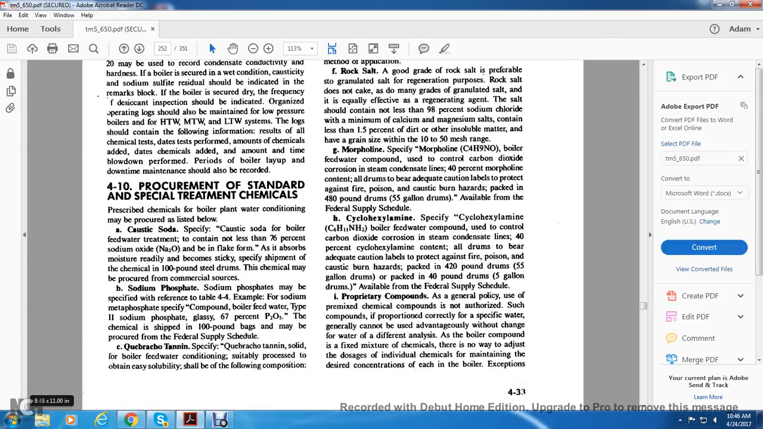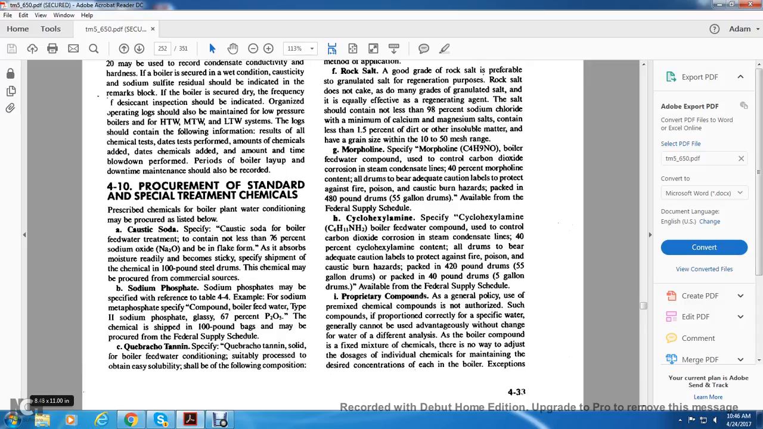Alright. 4-10, procurement of standard special treatment chemicals. Prescribed chemicals for boiler plant water conditioning may be procured as listed below. Caustic soda. Specify caustic soda for boiler feed water treatment containing not less than 75% sodium oxide, in flake form. It absorbs moisture readily and becomes sticky. Specify shipment of the chemical in 100-pound steel drums. The chemical may be procured from a commercial source.